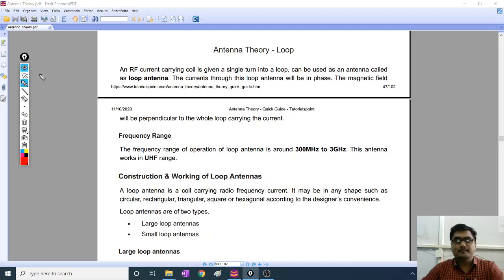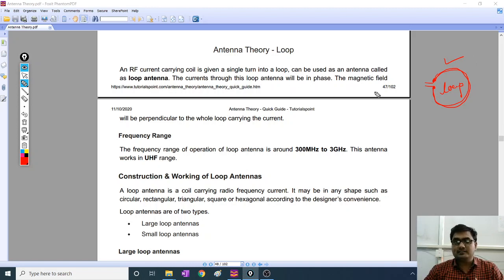Now, what do you mean by a loop antenna? See, a single wire. Look at this. If I have a feed line here and a single wire is curved in this manner, then I can call it a loop. It starts at this point and then gets completed here. So this is my loop. That structure is called a loop antenna.